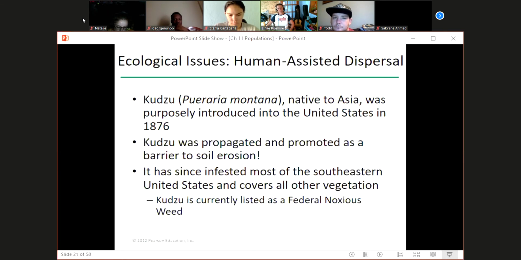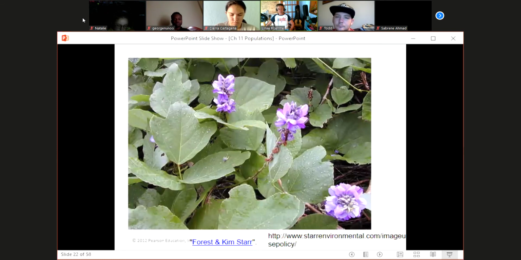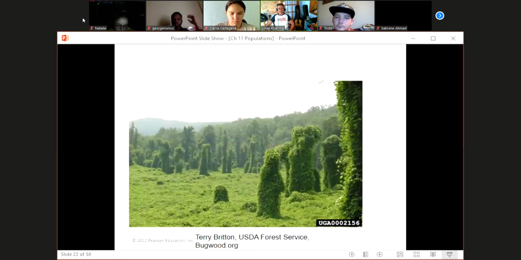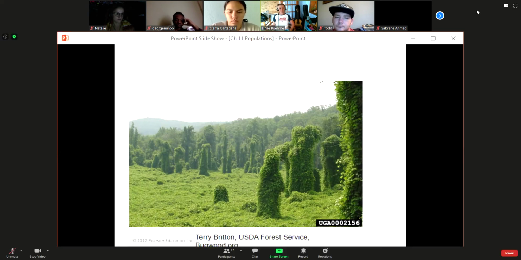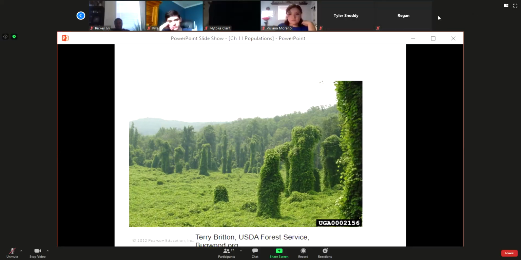Kudzu was brought in again to help with soil erosion and as cattle food, but now it's on the federal noxious weed list. You didn't think there was a list for that, but they have a federal list for everything. And kudzu is very pretty. This is a picture of one here. However, this is what it does. It grows so fast, it grows over everything. This whole open area is covered in kudzu. It grows up and over the trees, and it just destroys any plant in its path, not by eating them, but by blocking the photosynthetic radiation that it needs.